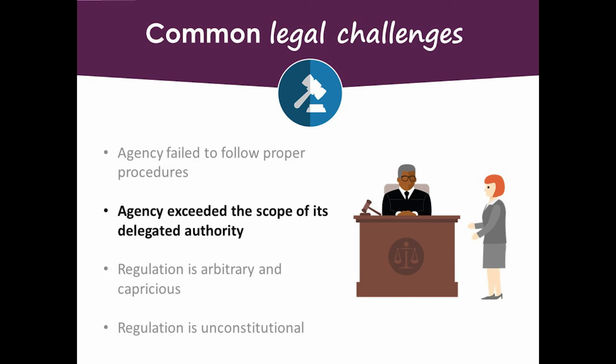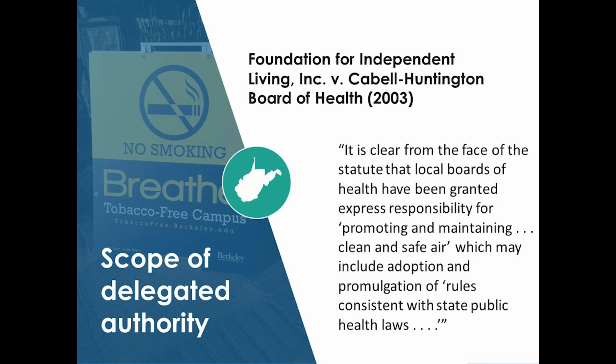A second type of challenge claims that the agency exceeded the scope of its delegated authority, thereby violating the separation of powers of the legislative and executive branches. An example of this type of challenge involves the Cabell-Huntington and Kanawha-Charleston Boards of Health in West Virginia.